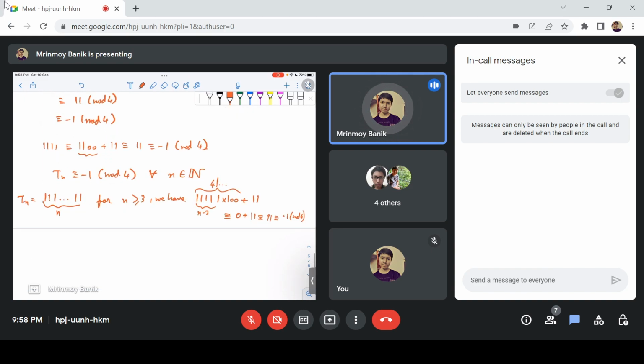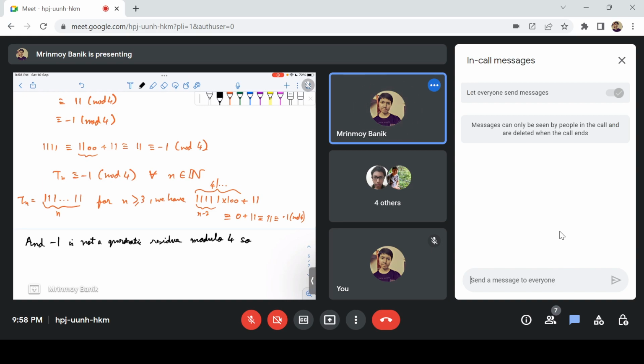And -1 is not in the quadratic residue set of 4. And -1 is not a quadratic... Sorry, someone wrote something in the chat. No, okay. -1 is not a quadratic residue modulo 4. So Tn can't be a perfect square.